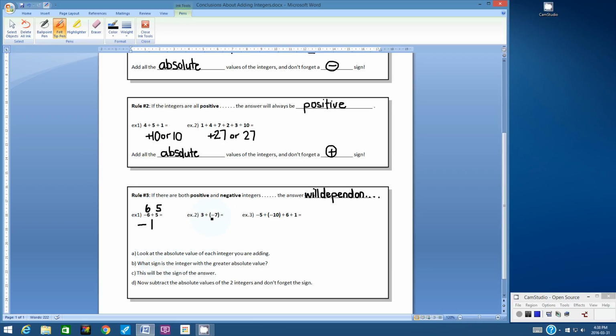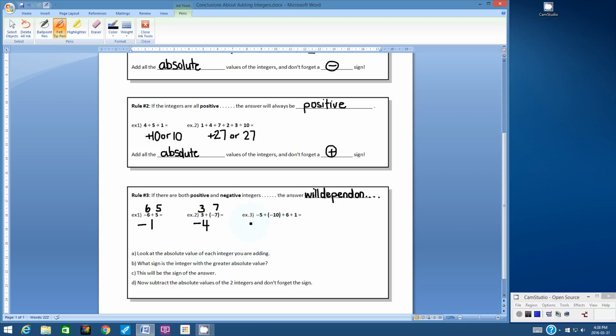3 plus -7. Well, the absolute value of 3 is 3, and the absolute value of -7 is 7. Step B. What sign is the integer with the greater absolute value? Well, the greater absolute value is 7, and the sign is negative. So I know my answer is going to be negative again. Now subtract the absolute values of the two integers. So 7 subtract 3 is 4. The answer to +3 plus -7 is -4.